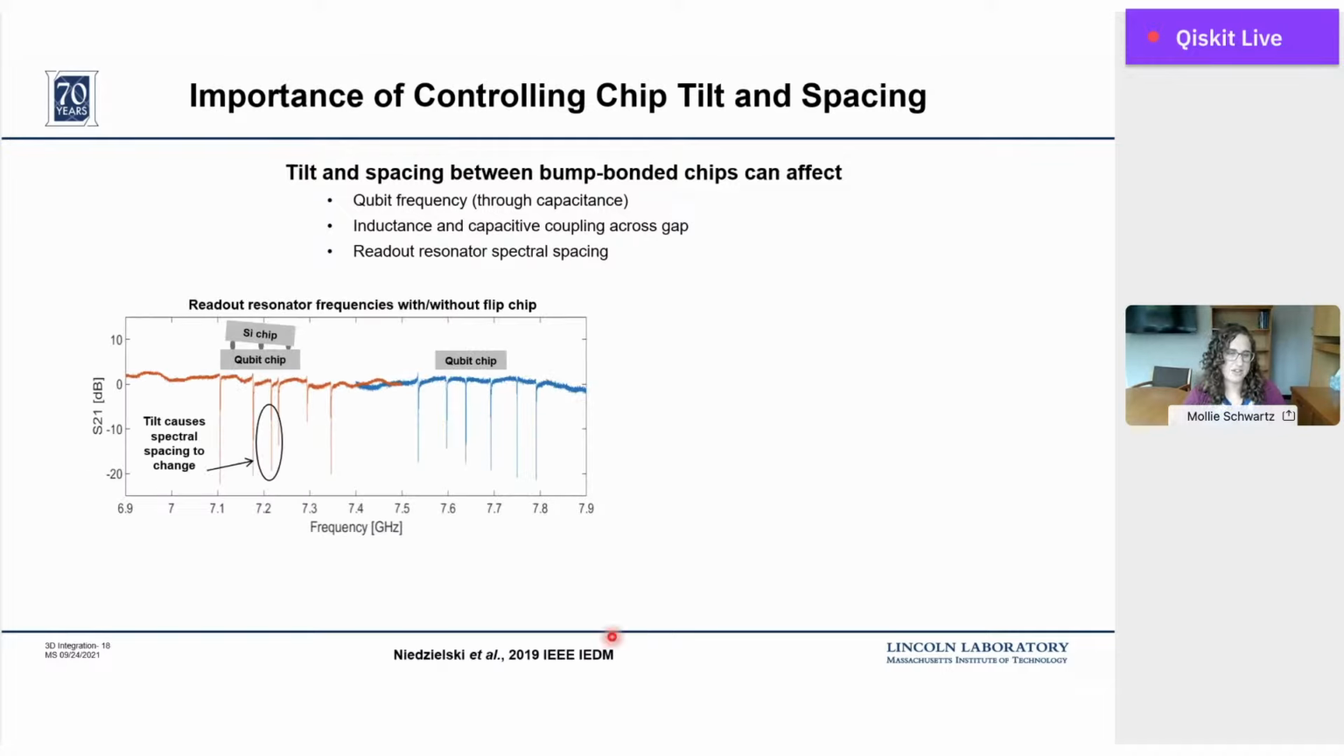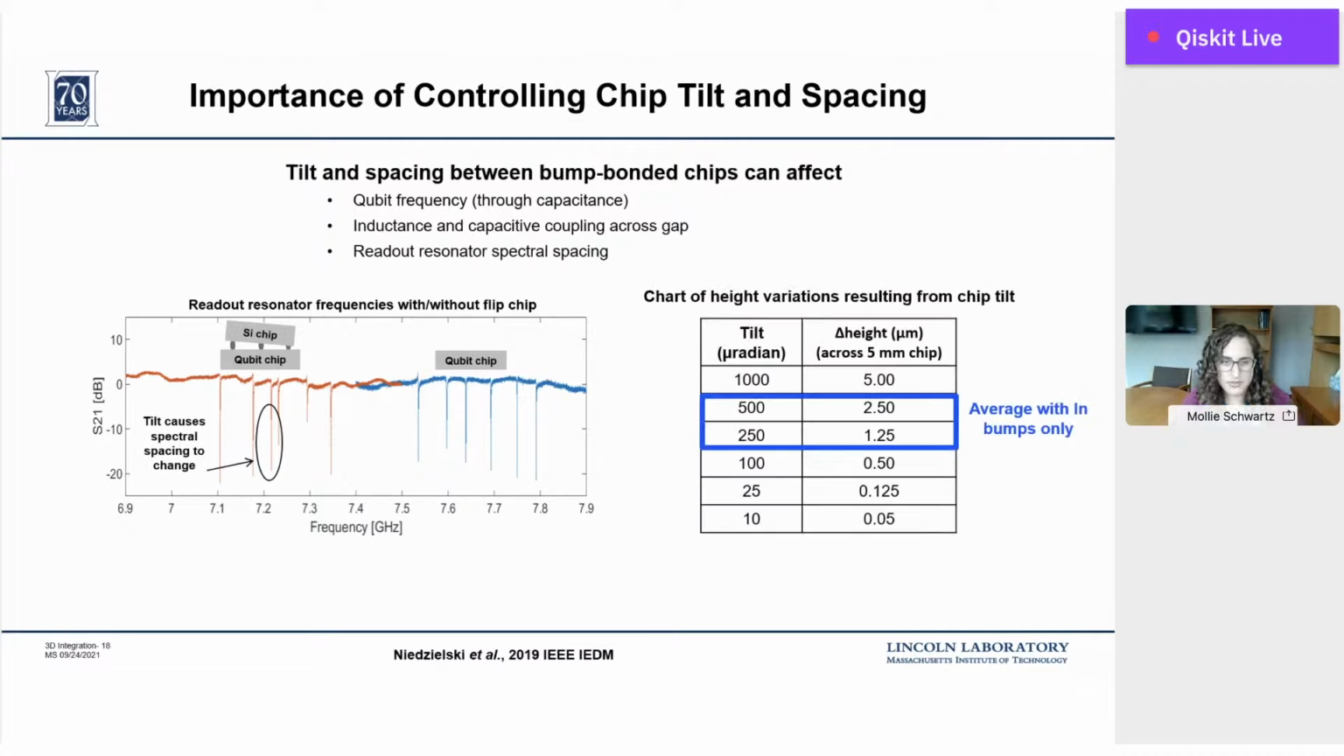So for example, if we take a qubit chip, again, that's flip chippable, but it doesn't have the top on it, and measure the resonator frequencies, in this case, they land between about 7.5 and 7.8 gigahertz. When we then add the interposer on top of it, the frequencies shift down as we expect, but we also can see some of the resonators, the frequencies come a little bit closer together. And this tells us that there's a little bit of an inconsistency in the spacing between the interposer chip and the qubit chip that's causing a slight change in capacitance in that area.